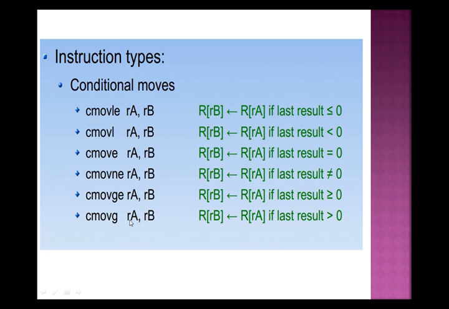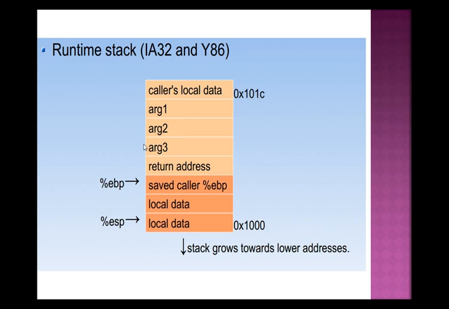Then move the instructions if the value is greater than 0. This is greater than or equal to, this is greater than, this is not equal to, this is equal to, and this is less than or equal to. These are the multiple conditional move and conditional instructions that are available in the Y86 implementation.